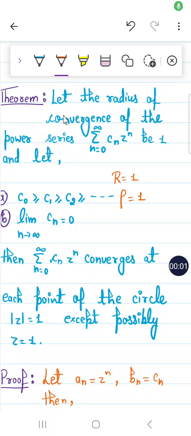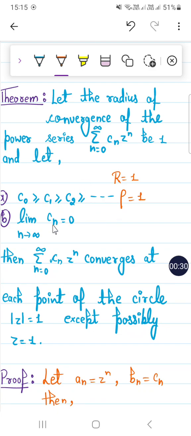Hello friends, today we will discuss the most important fact about the radius of convergence. Now let us define: the radius of convergence of the series sigma cn z to the power n be 1, r equals 1, and let the series terms be decreasing, and as n tends to infinity, the cn term is 0, the nth term is 0.